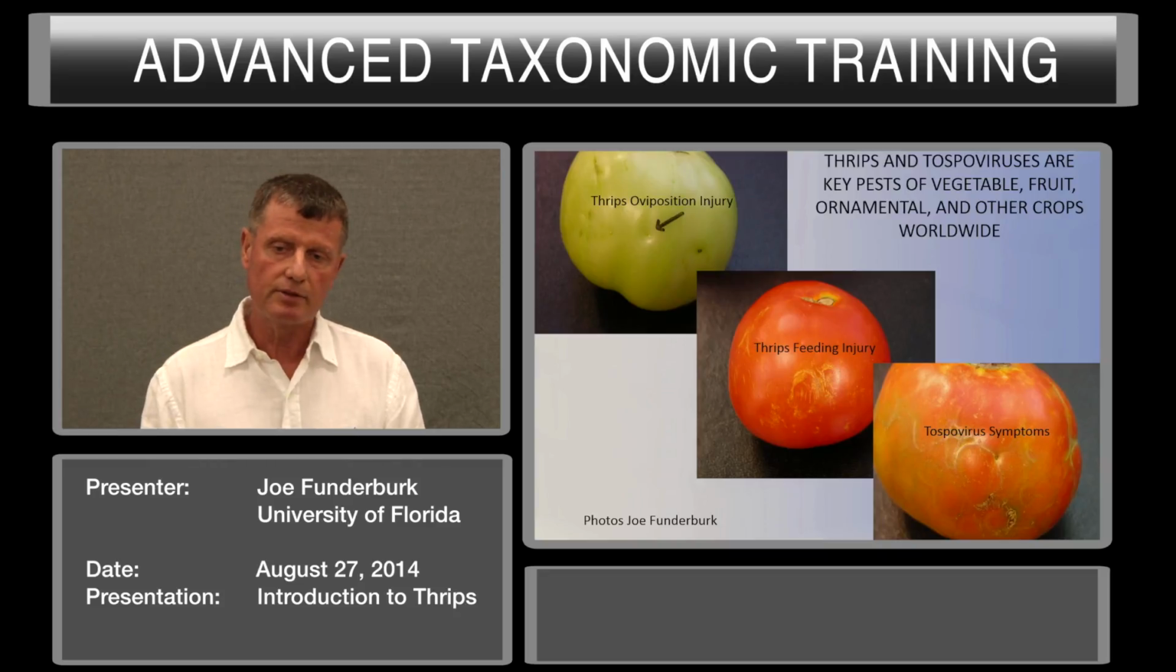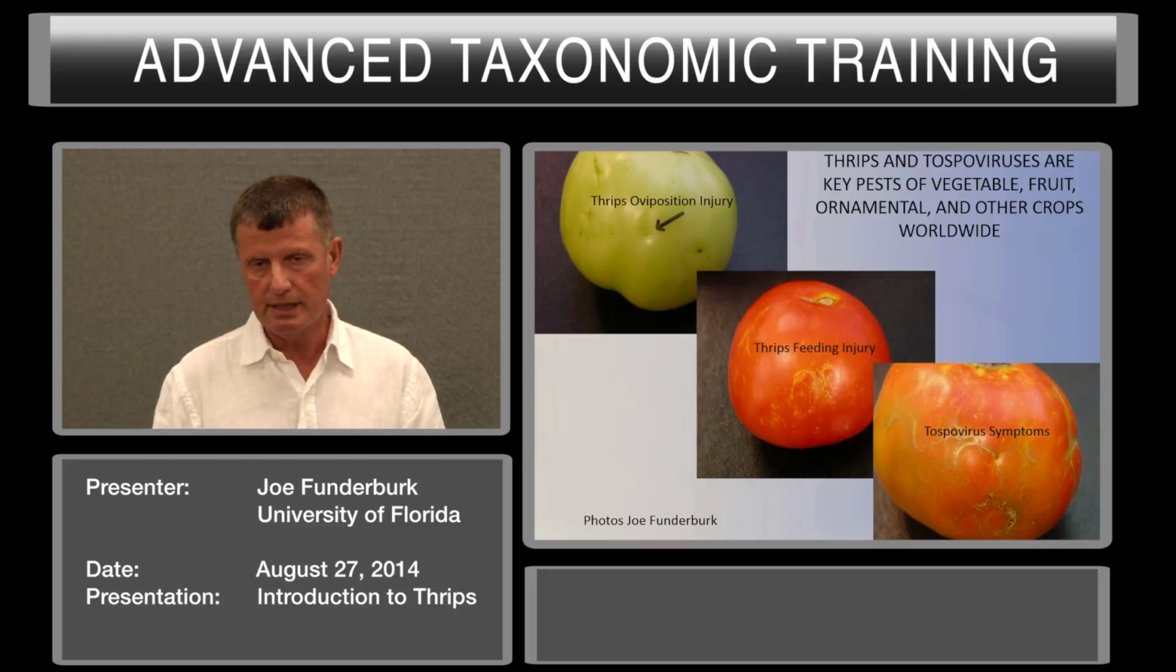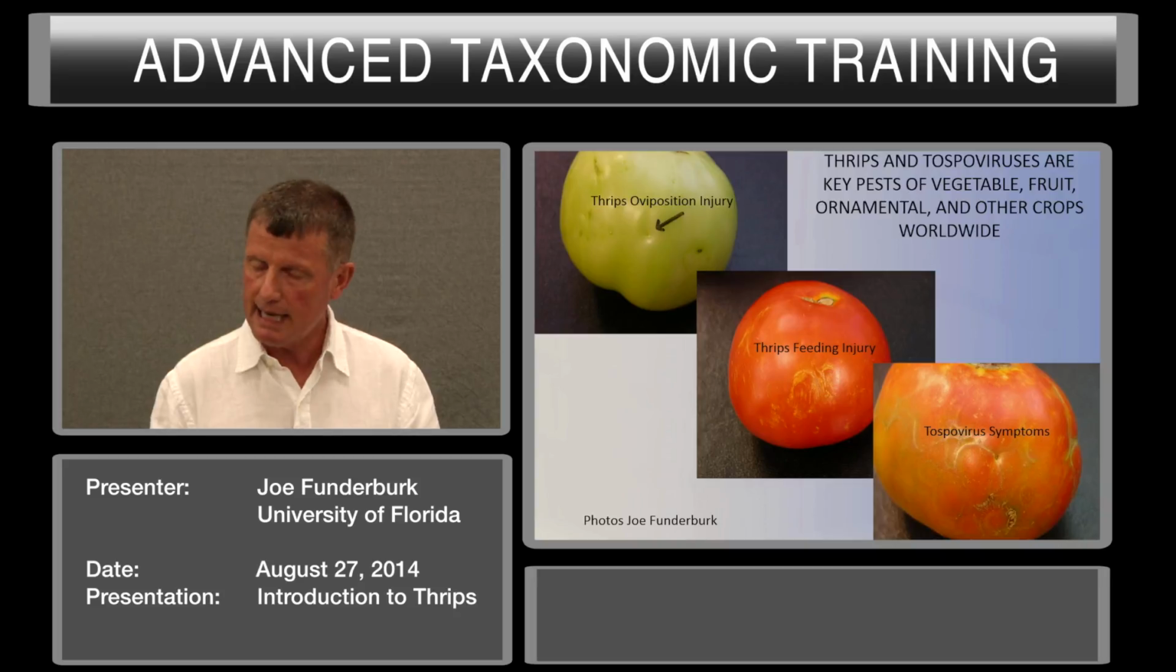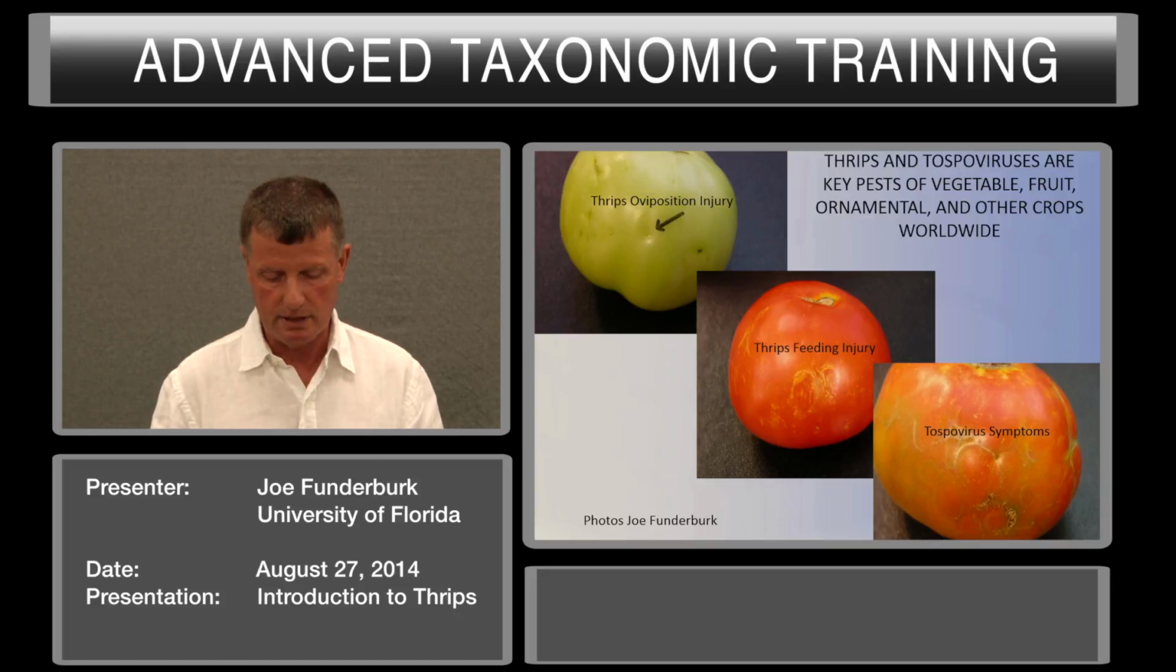Using western flower thrips as an example, which is a pest of many different crops, but utilizing tomato for the example, the western flower thrips is basically a flower inhabitor, although it can be found on other plant parts and utilize those plant parts for feeding, but it's primarily a flower inhabitor. And damage in tomato primarily occurs during the blooming of the crop.